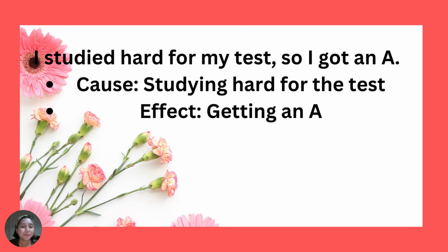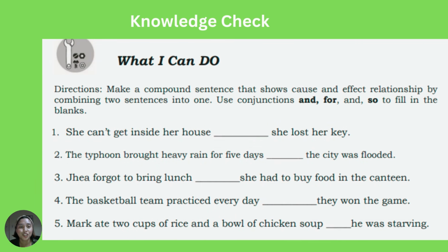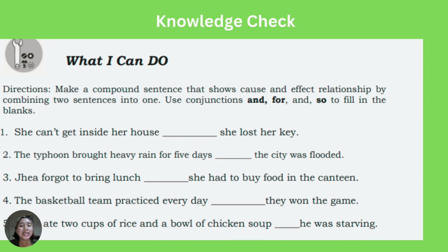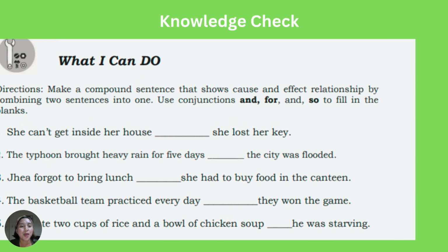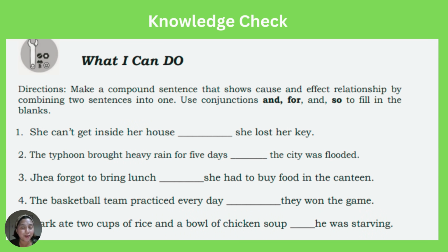Okay. So, it's time for knowledge check. Okay, what can I do? So you have to make a compound sentence that shows cause and effect relationship by combining two sentences into one. You can use the conjunctions and, for, and so to fill in the blanks. Okay, so you have to answer this one.